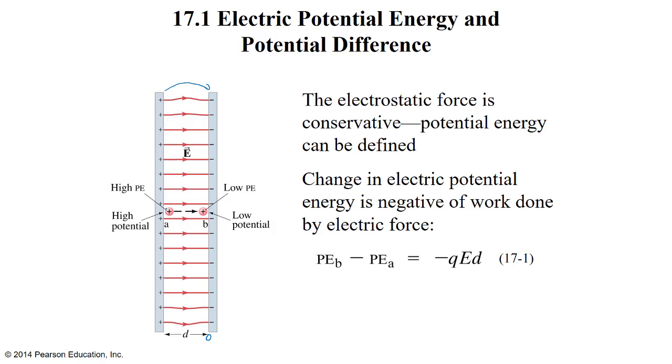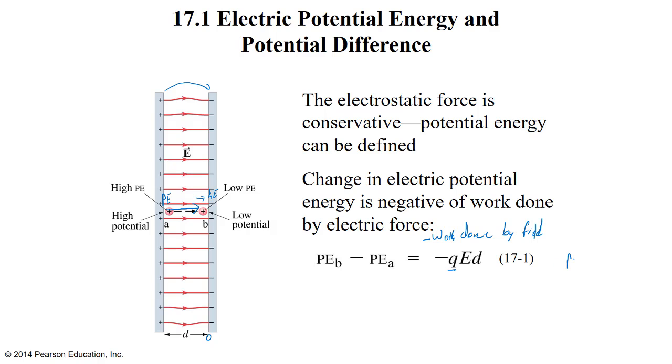As this charge is pushed to the right by the electric field that it's in, it's got potential energy over here that changes into kinetic energy. It loses potential energy. So its final potential energy minus its initial potential energy is equal to the opposite of the work done by the field. Okay? Well, that's what this equation shows us. The opposite of the work done by the field is right here.